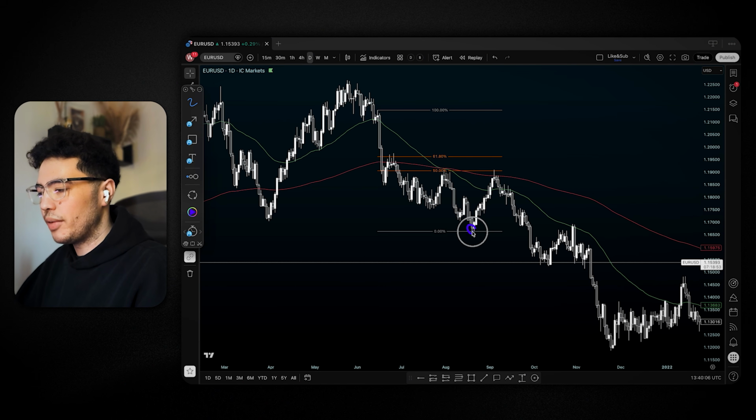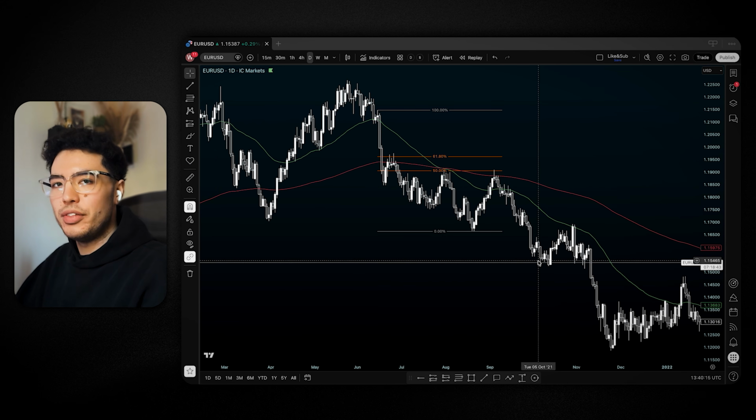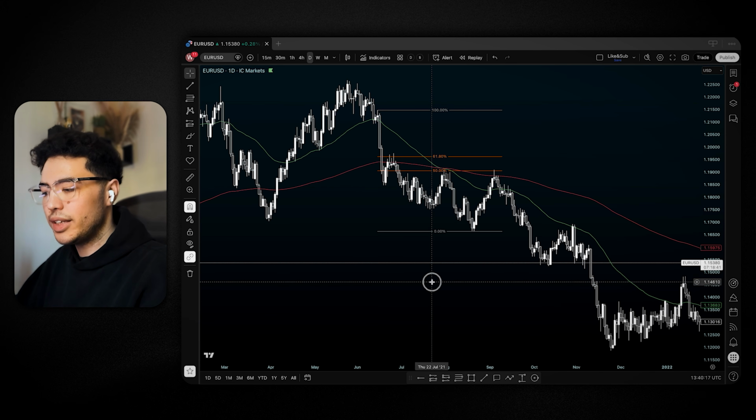Then what we see here is price pulls back to our 200 moving average, wicks into our 50% fib zone, and then rejects and continues lower. And this is the entire strategy. This is all it is.